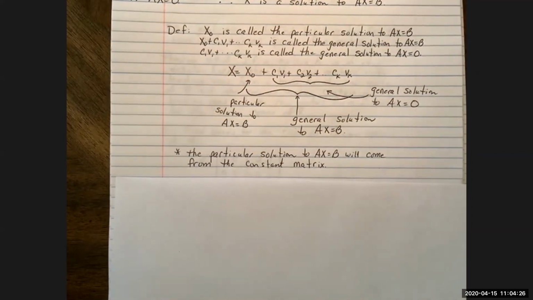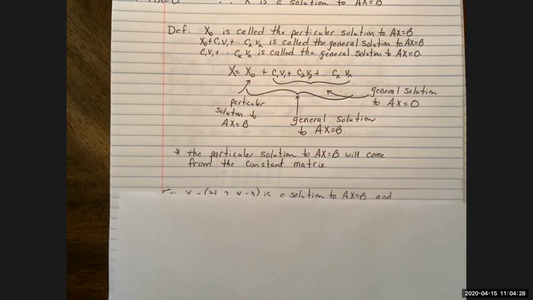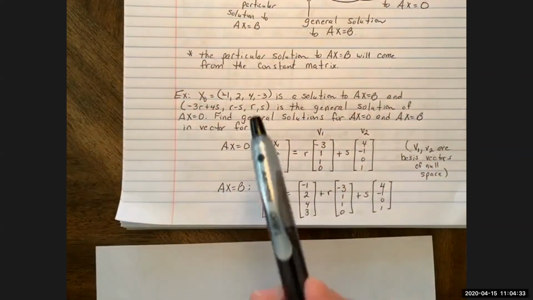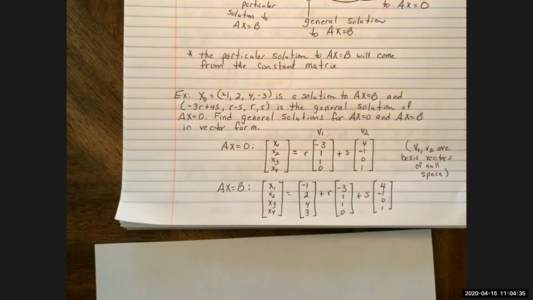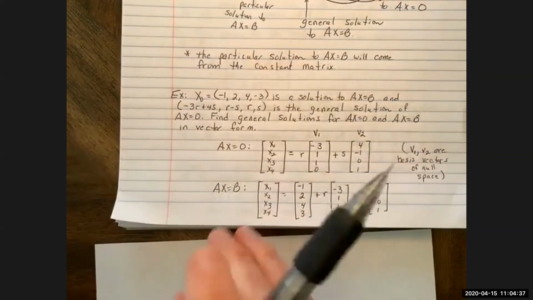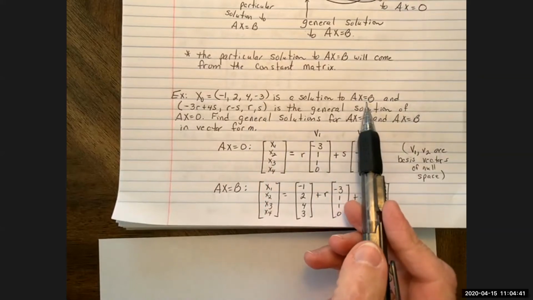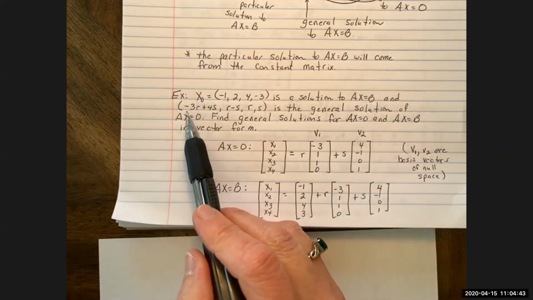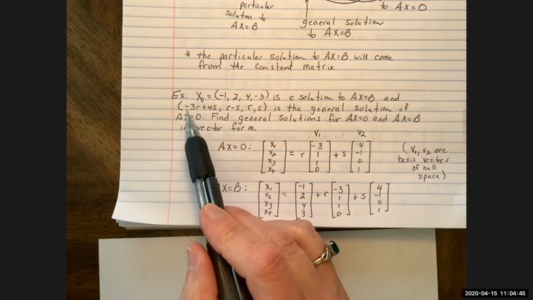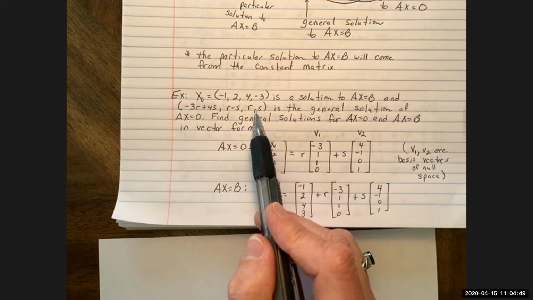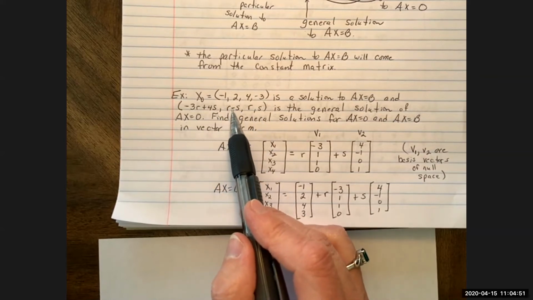All right, let's look at an actual example here. So we have x0 is a particular solution. It should be -1, 2, 4, -3. That's a solution to Ax equals b. And then we have a general solution to Ax equals 0. Notice that this is in parameter form. We have two parameters, r and s, and then x1 and x2 are linear combinations of those.